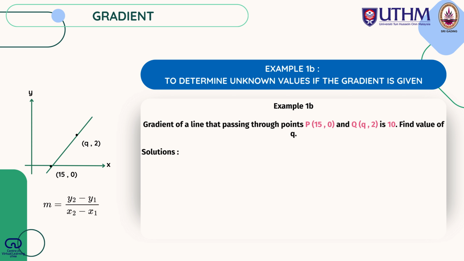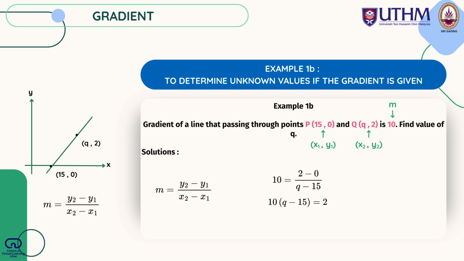Example 1b, indirect question. Next, we'll look at an indirect gradient question. You are told that the gradient is 10 and the points are P (15, 0) and Q (Q, 2). Substitute all the values into the formula. This gives 10 equals to 2 minus 0 over Q minus 15. Solve algebraically to find the unknown value of Q. So, the final answer is Q equals to 15.2.